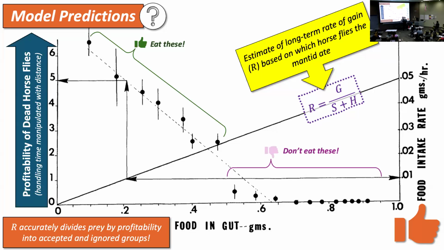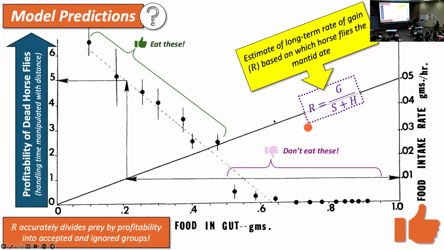The line that you're supposed to pay attention to is this solid line, which is that long-term rate of gain. And so this is suggesting that if you made it harder for the mantid to eat, then this line would rotate down like a big swinging door. And as it rotated down, then suddenly it would start eating more of these. Likewise, if you made these horse flies more frequent, that would enrich this line and it would swing up and it would start cutting off more of these so that it would only eat these and then these would go down to this axis here.